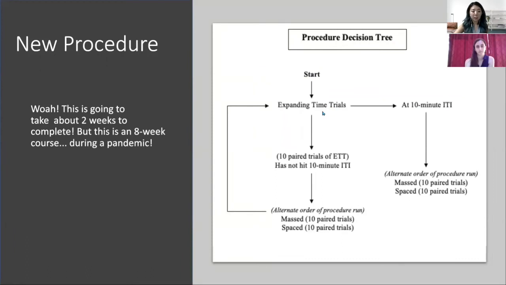So it would take in total 2 days. We also created a procedure decision tree that would help us determine which procedure we needed to run next. Looking at the procedure decision tree, on our teaching session day, we would start with expanding time trials. And once we had run 10 paired trials of expanding time trials, but we had not hit a 10-minute intertrial interval, then we would run mass trials and space trials.